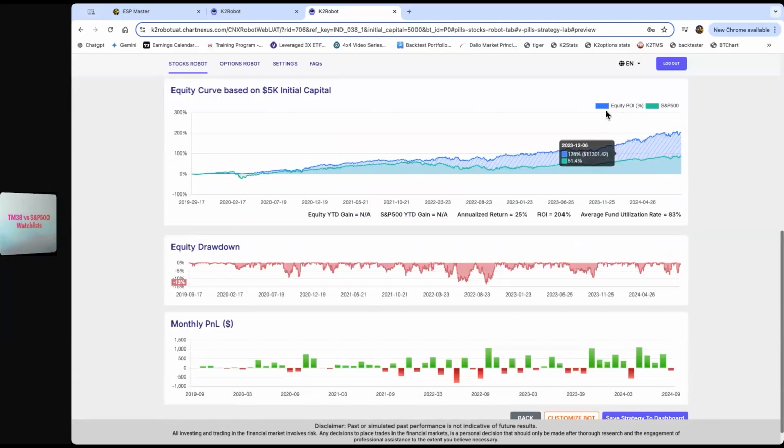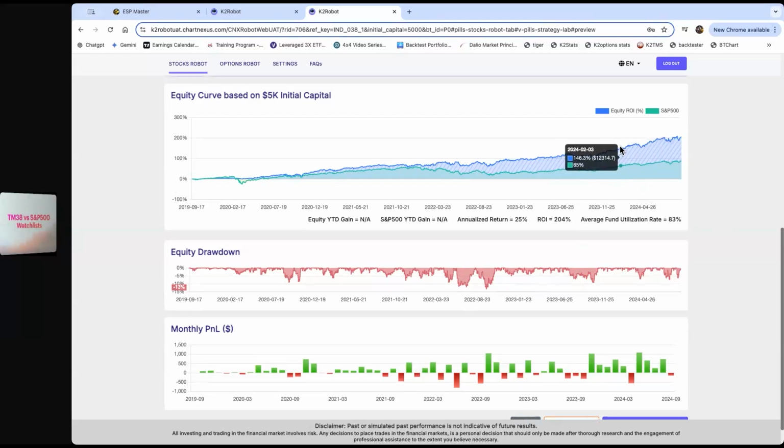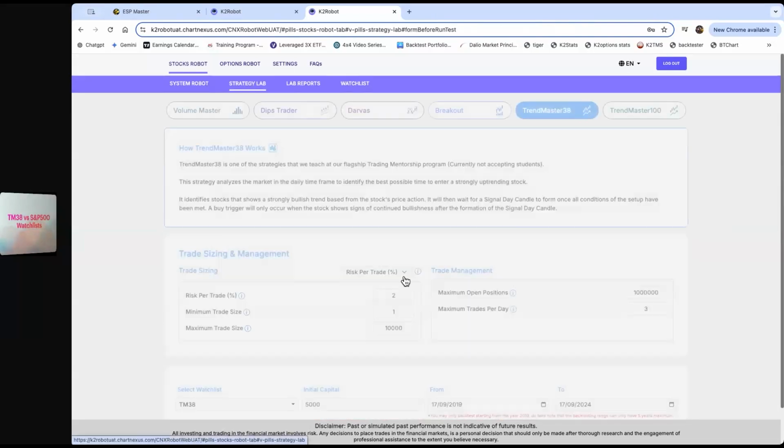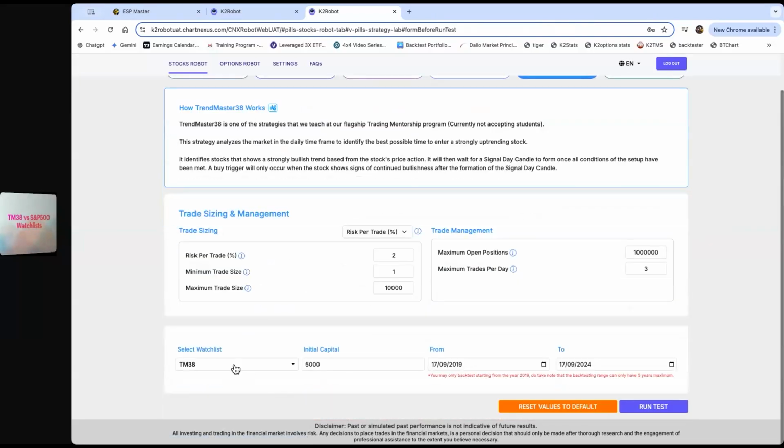You can see the blue color is the system equity. That means the strategy, we trading the strategy TM38, achieved a return of 204%. And the S&P 500 during the last 5 years achieved about 87.5%. So you can see this system already beat the S&P 500 index hands down. But now I'm going to screen the 500 S&P stocks for you. Then you'll be able to tell the difference. This is the TM38 watch list.